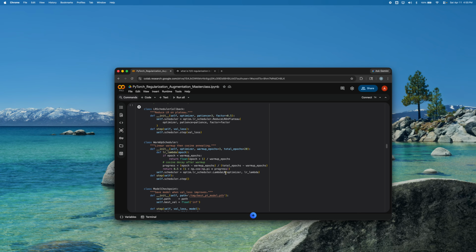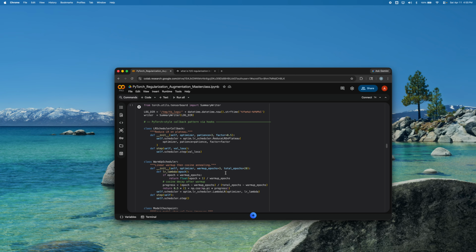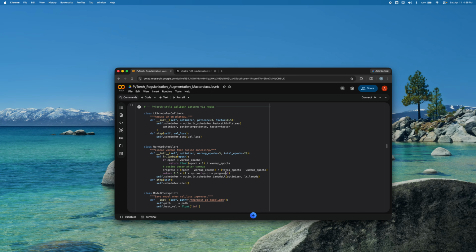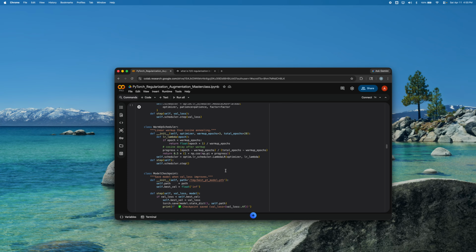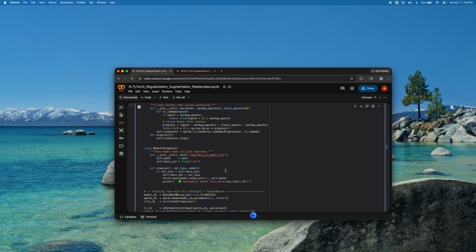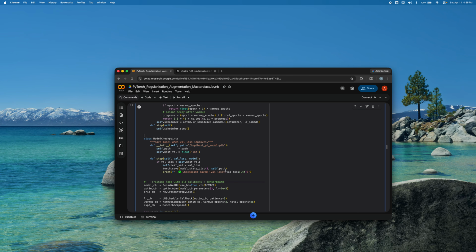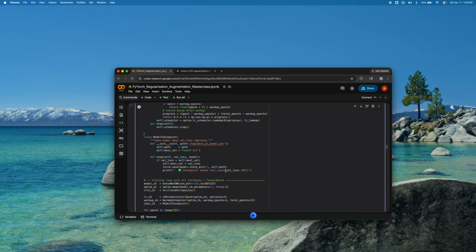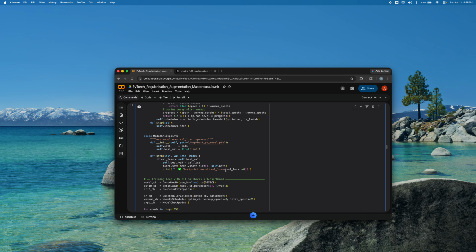And so we have the LR scheduler callback. It reduces the learning rate when the validation loss stops improving. Then we have the warm-up scheduler, which starts with a very low learning rate and ramps it up over the first few epochs and then applies cosine learning rate decay. Then we have model checkpoint, which saves the model to disk whenever the validation loss reaches a new best, which we just saw in the early stopping.